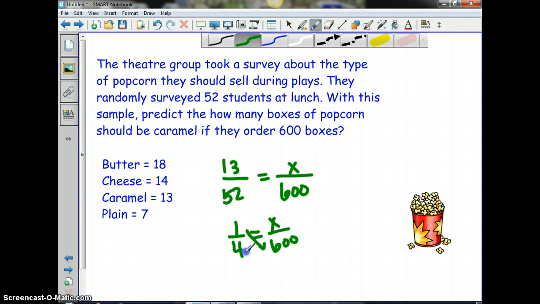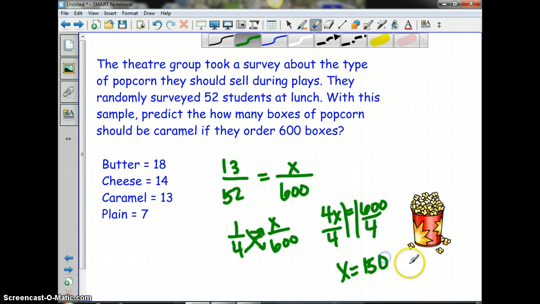So then we can cross cancel, and we get 4x equals 600. And we can divide by 4, divide by 4. Go ahead and pause and see if you can get this answer. Right, the answer should be 150 boxes if we were to use that sample.